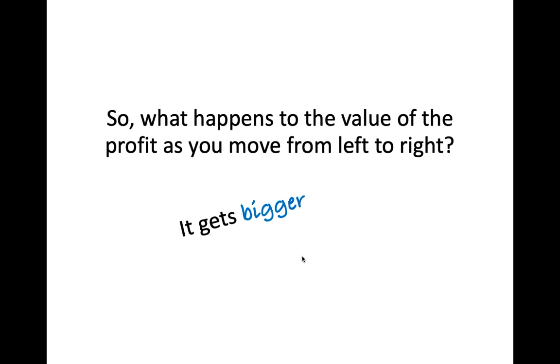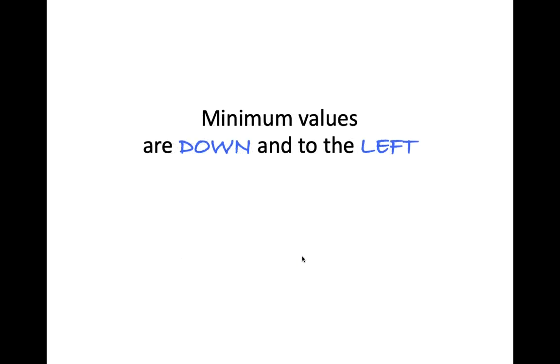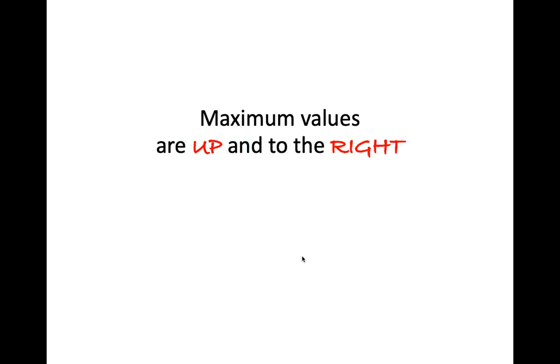So what happens to the value of the profit as you move from left to right? It gets bigger. What happens to the value of the profit as you move from the bottom to the top? It gets bigger. So that gives us a chance to be able to assume that the minimum values are going to be down and to the left. The maximum values are going to be up and to the right.